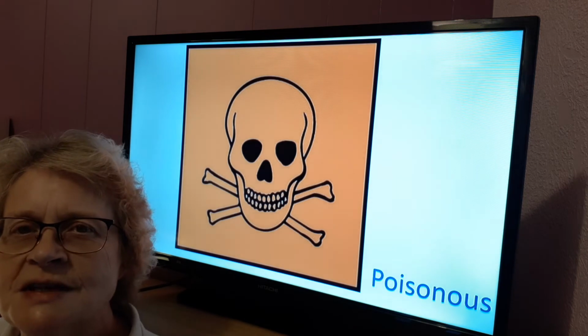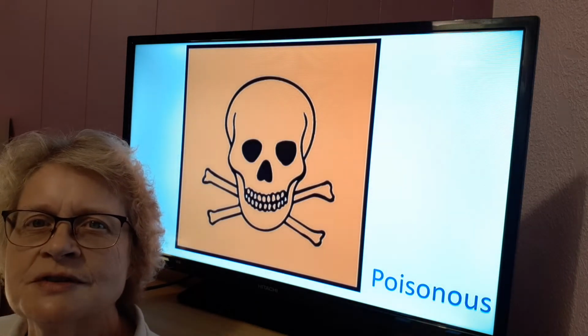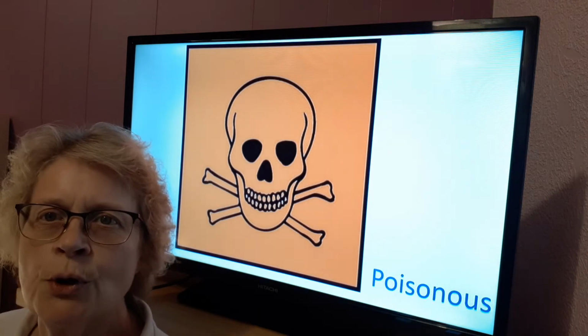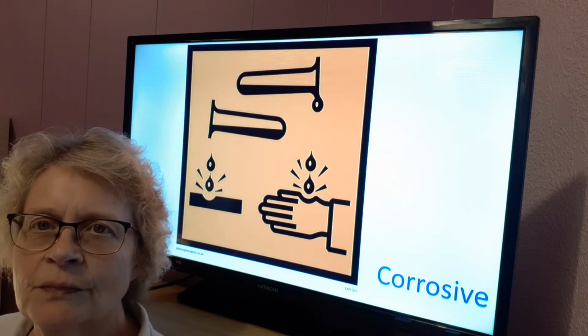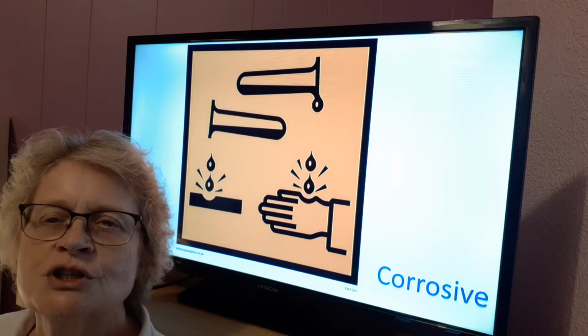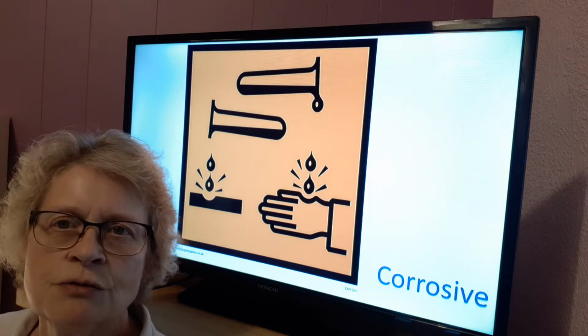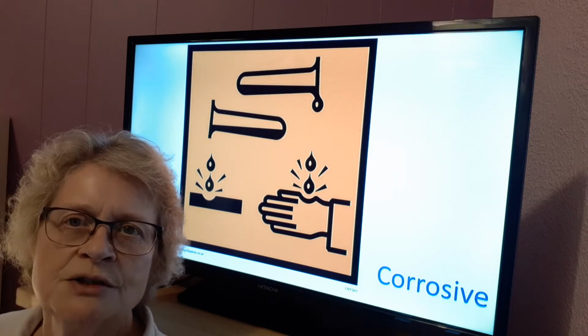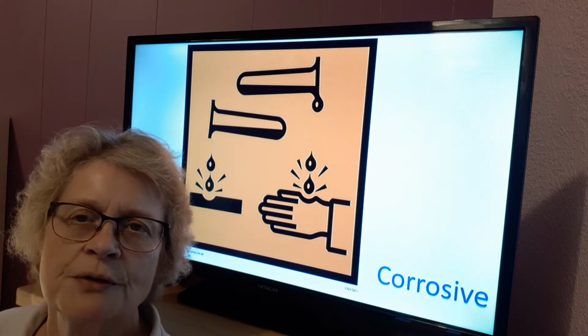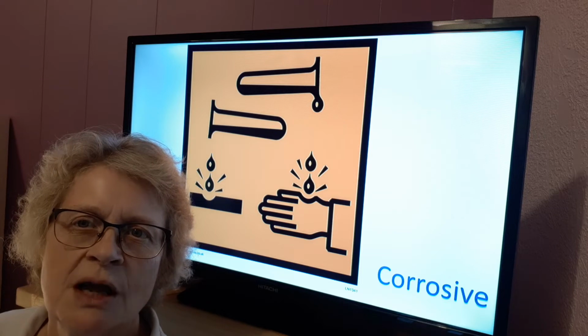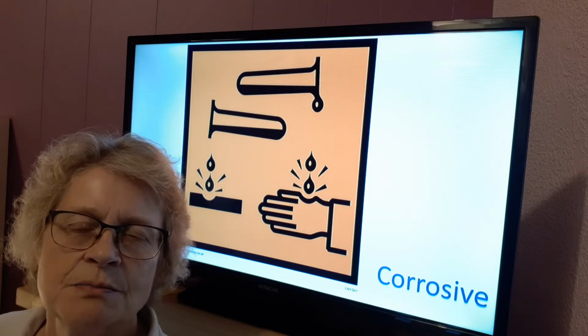This one you might have seen a bit more, the skull and crossbones, and it means something is poisonous and not to be taken. Then we have this symbol, which means corrosive, and corrosive means that it might be a liquid or a chemical that if you spill it and it gets on your hands or maybe on the furniture, it would damage, it might burn or leave a bad mark.